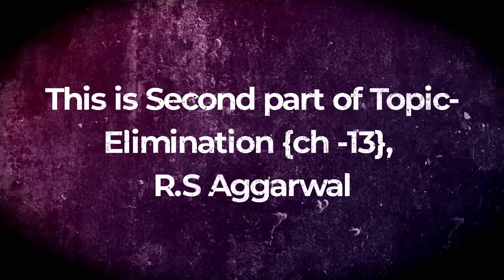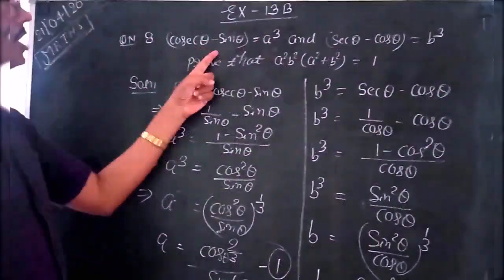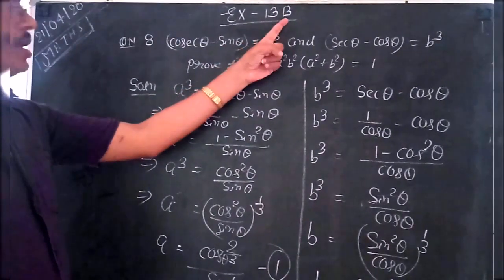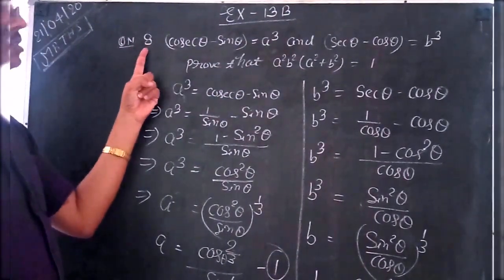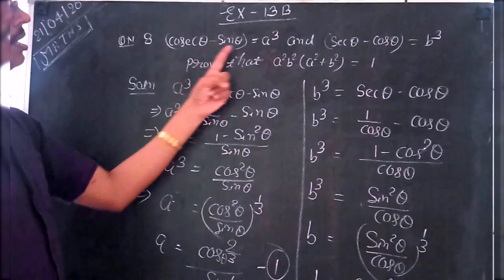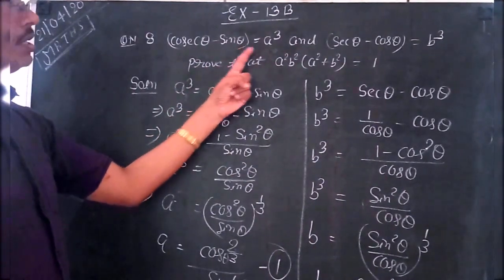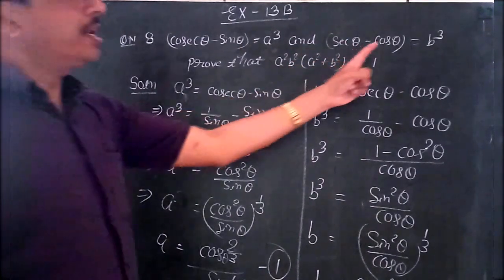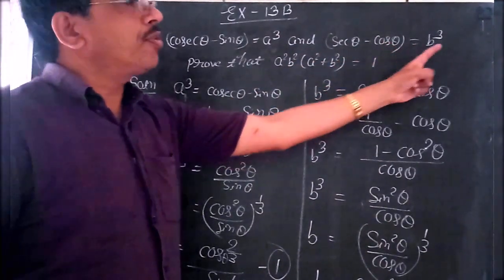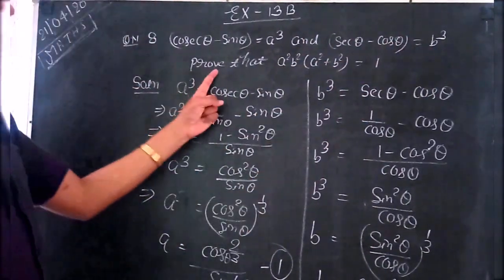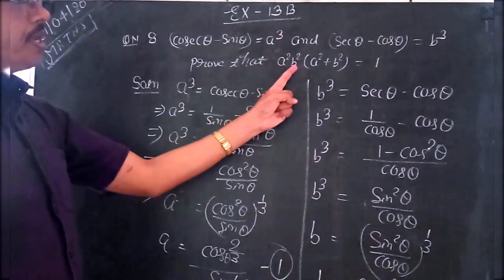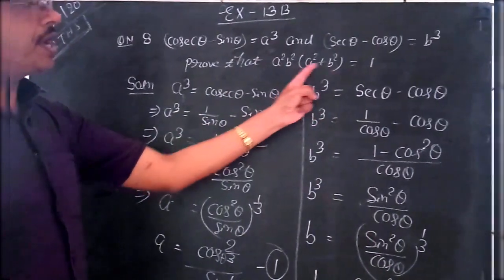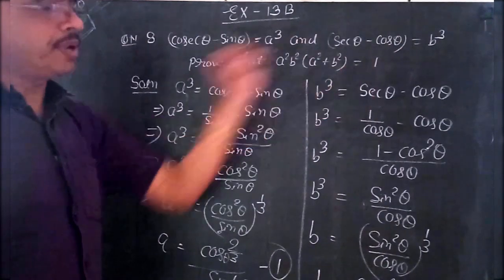Now see exercise 13b, question number 8, that is cosec theta minus sin theta is equal to a to the power 3, and sec theta minus cos theta is equal to b to the power 3. Then prove that a square b square (a square plus b square) is equal to 1.